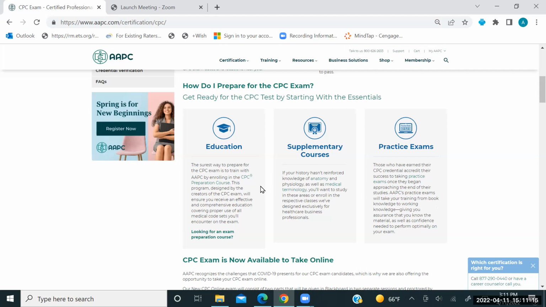If you find yourself particularly weak in one area, such as anatomy or medical terminology, they have some supplementary courses as well. Now, if you're not wanting to pay for things like that and just need a refresher, you can reach out to me and I can show you some resources. There's a few free resources out there that can help you, particularly with medical terminology.